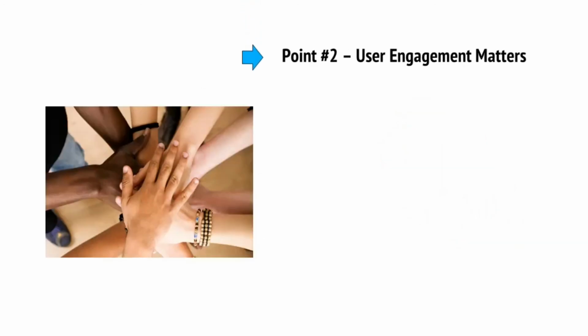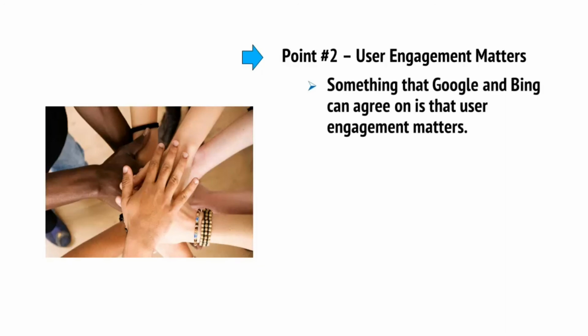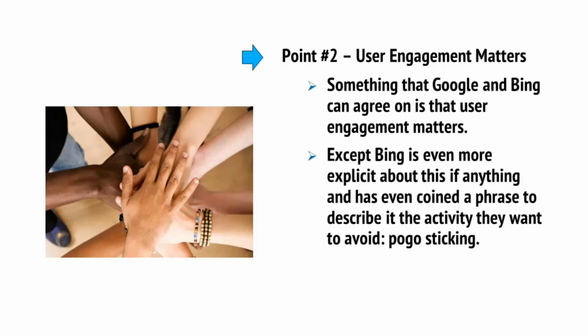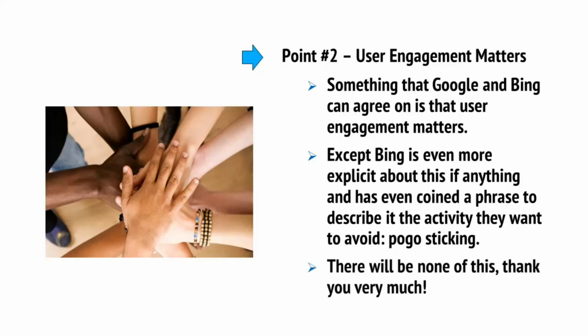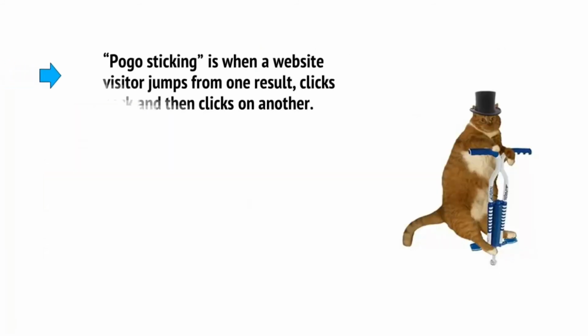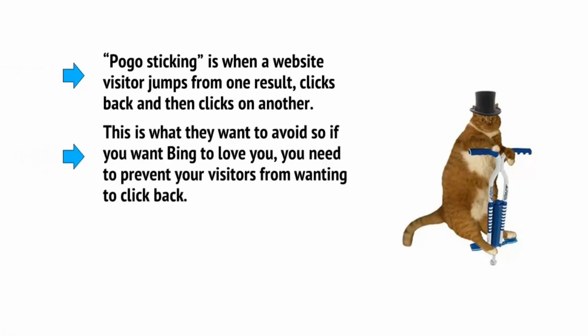Point number two, user engagement matters. Something that Google and Bing can agree on is that user engagement matters. Except Bing is even more explicit about this, if anything, and has even coined a phrase to describe the activity they want to avoid: pogo sticking. There will be none of this, thank you very much. Pogo sticking is when a website visitor jumps from one result, clicks back, and then clicks on another. This is what they want to avoid.